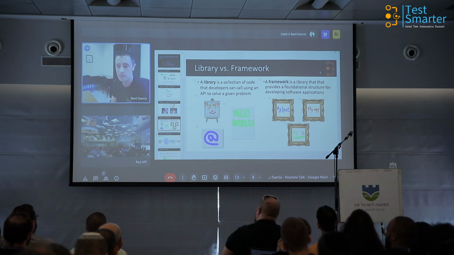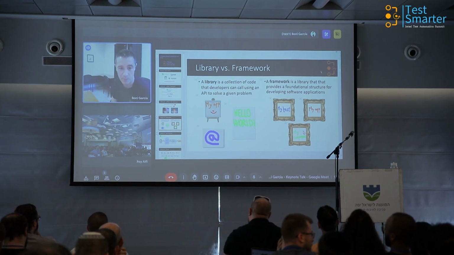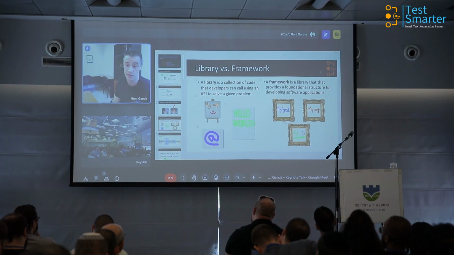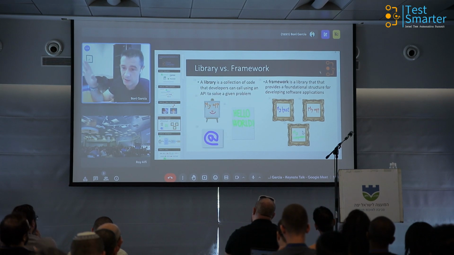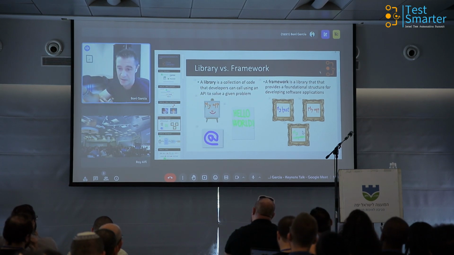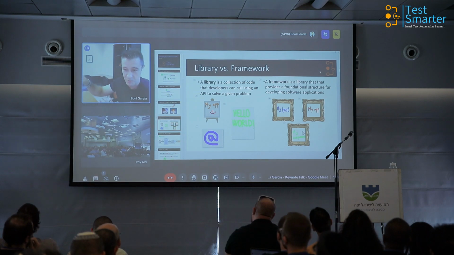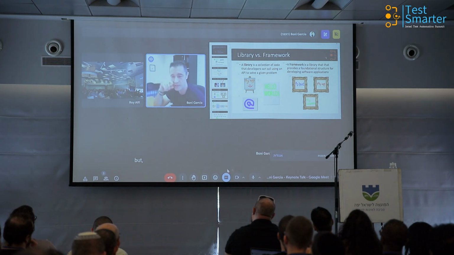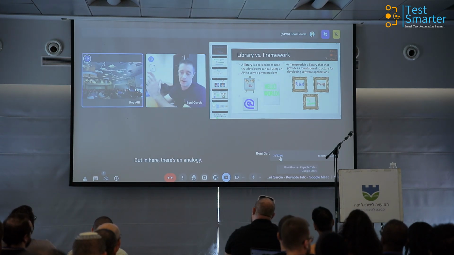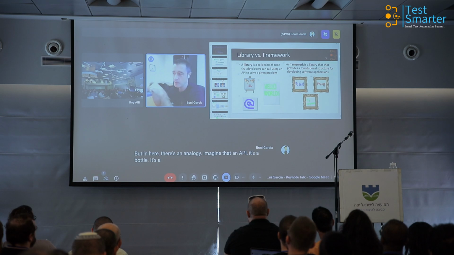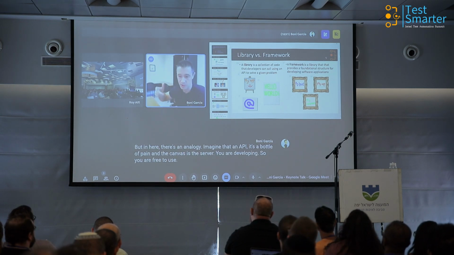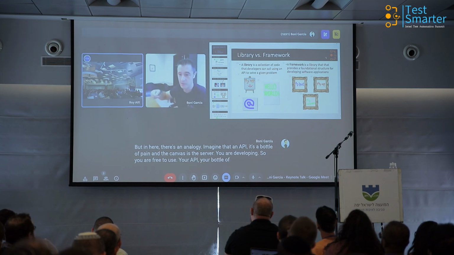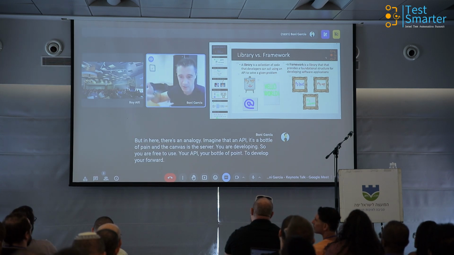So for me, a library is a collection of code that we developers can call using an API to solve a given problem, right? We do this all the time. Here there is an analogy. Sorry, I lost the animation, but you can see the whole picture of my slide now. Imagine that an API is a bottle of paint, and the canvas is the software you are developing. So you are free to use your API, your bottle of paint, to paint whatever you want.